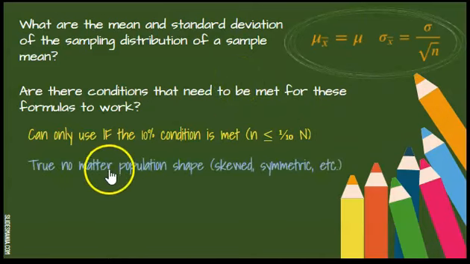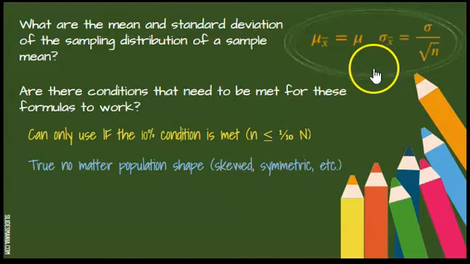Now, it's also true no matter what the shape is. If the shape of the population is skewed, it doesn't matter. These are still true. If it's symmetric, these values still work.